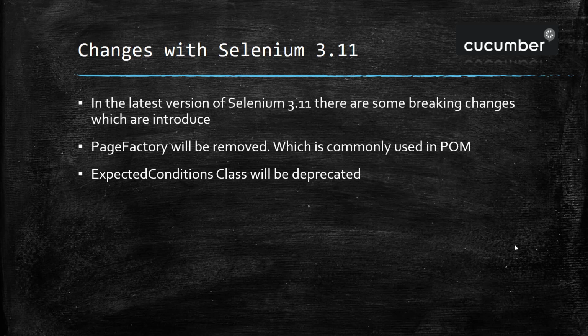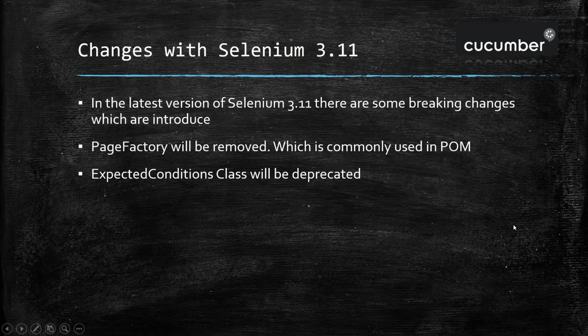Hello everyone. In this video we are going to discuss the changes introduced in Selenium version 3.11. The first breaking change is the removal of the page factory, which is commonly used in the page object model design pattern. The second is the deprecation of the expected condition class, which is commonly used inside the explicit wait. So in this video I'm going to discuss how to deal with these changes.